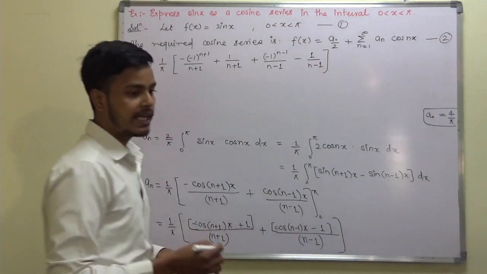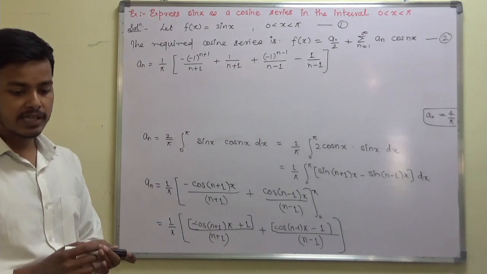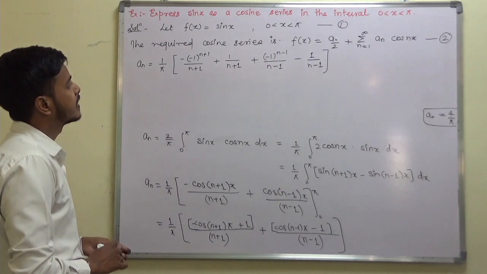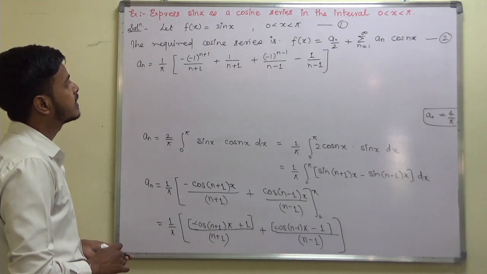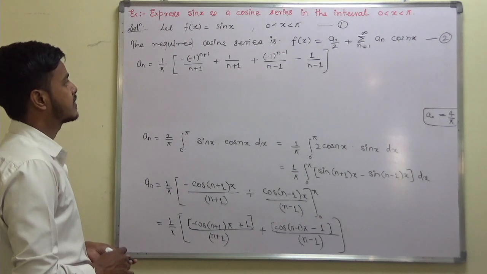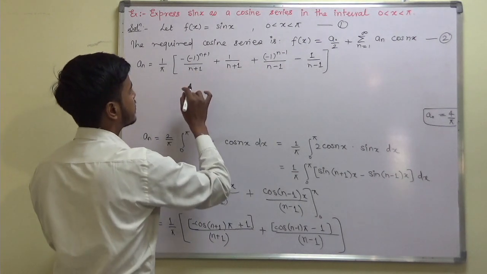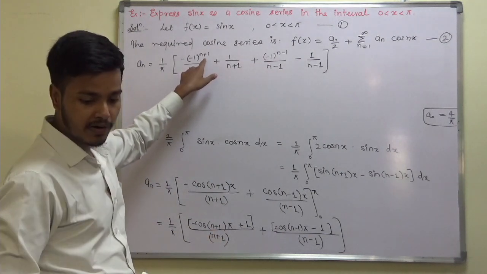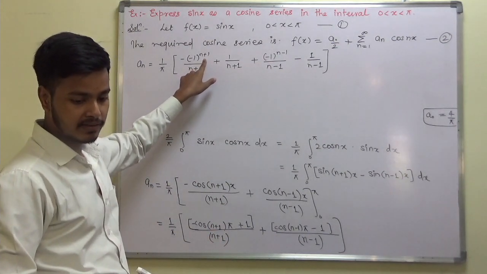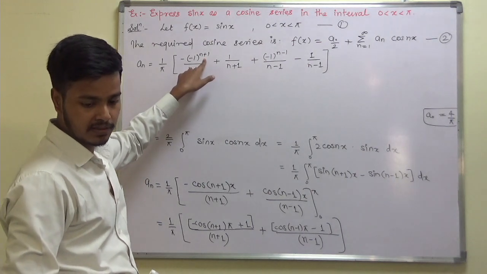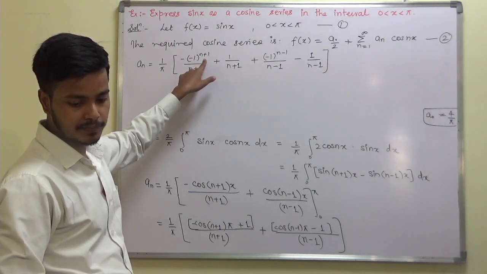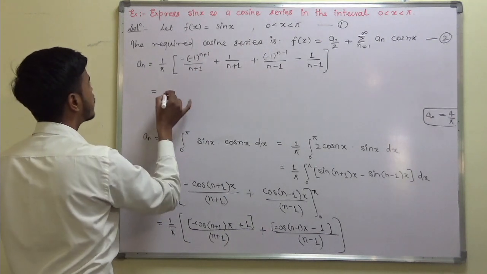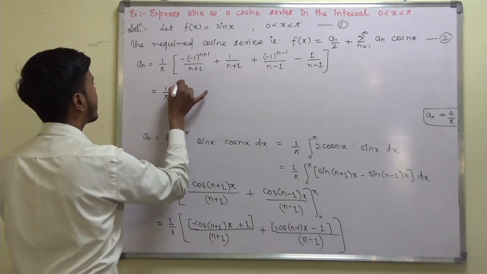So collecting the like terms, what like terms will you collect now? If you can see, you can collect these terms. First of all you have to make this minus 1 to the power n, so this minus 1 to the power n plus 1 can be written as 1 by pi.